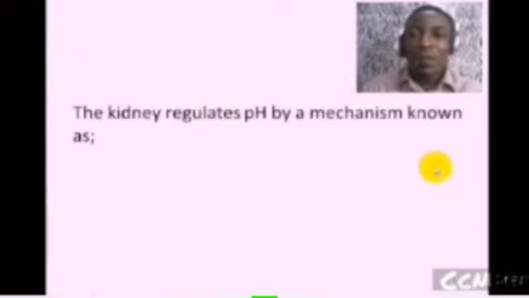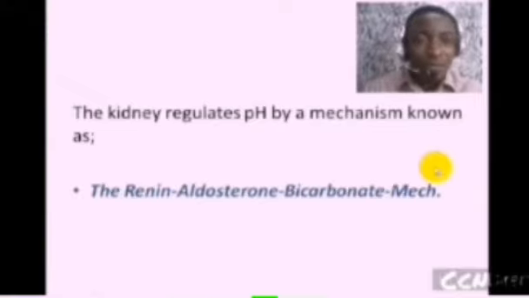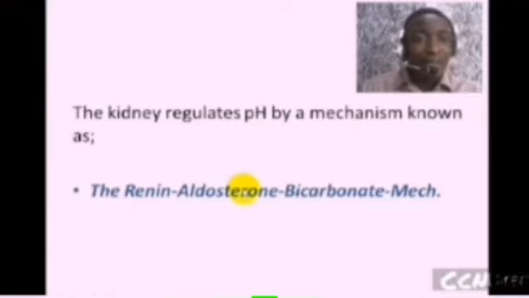Going forward, the human kidney regulates pH or acid-base balance through a mechanism known as the renin-aldosterone bicarbonate mechanism. When the hydrogen content of the blood is in excess, this system becomes activated. The kidney secretes renin. Renin again activates the adrenal cortex, leading to the secretion of aldosterone. Aldosterone enters the blood, goes to the nephron, causing the excretion of the excess hydrogen ion. So you pass out more hydrogen ions in the urine. This will eventually help to return the excess hydrogen ions in the blood to normal.